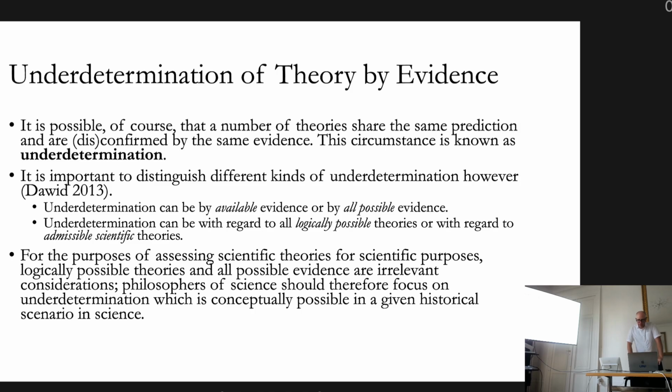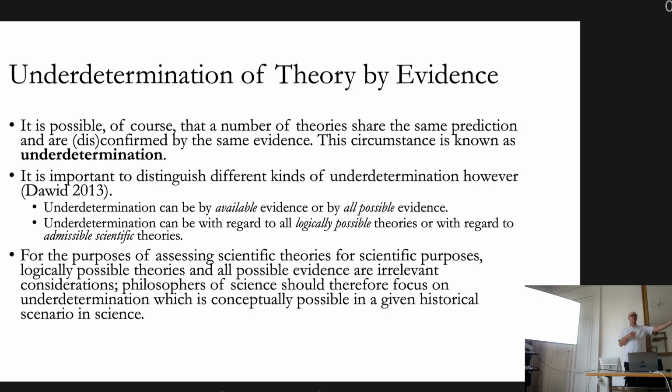So, if we think about the kind of discussions we can have about underdetermination in philosophy, we might be interested, for example, because we're interested in the scientific realism debate, we might be worried about underdetermination with respect to all possible evidence, things like that. But for the purposes of actually assessing scientific theories, for scientific purposes, all logically possible theories and all possible evidence are really irrelevant considerations. They can't be used to really motivate any kind of theory choice in a specific context. And so, for this reason, when philosophers of science think about scientific methodology, they should really just focus on underdetermination which is conceptually possible in a given historical scenario in science.